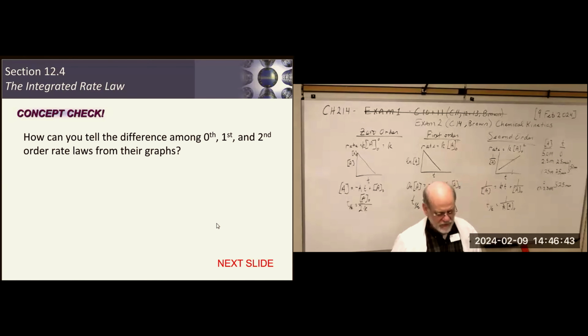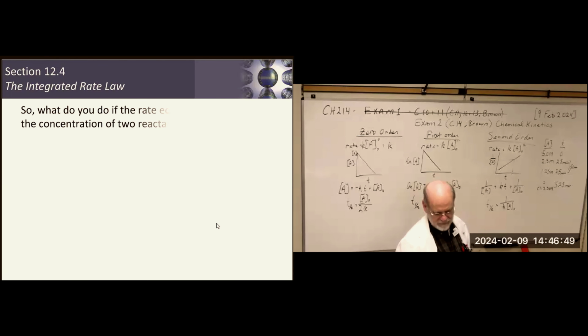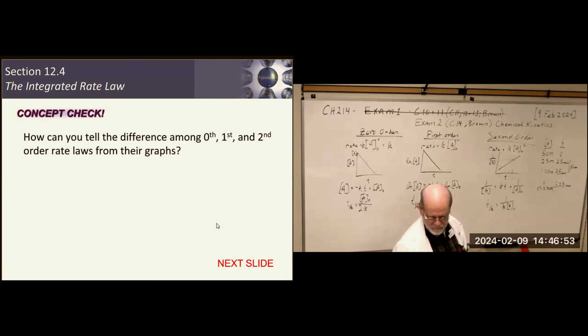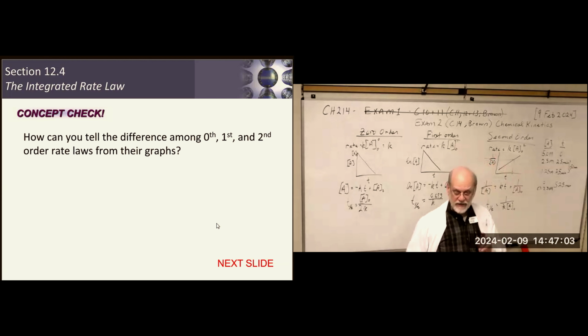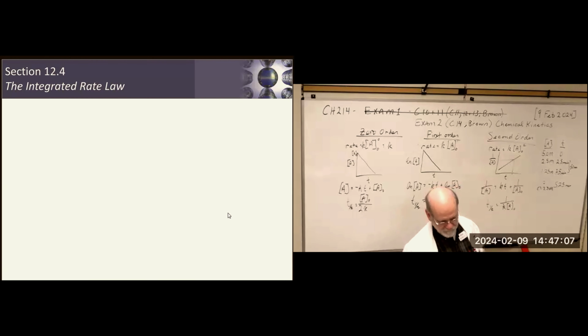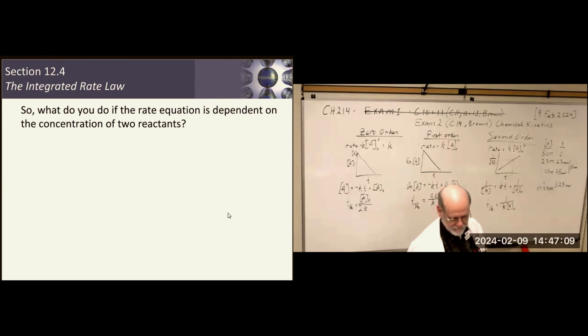Okay, this is just a reminder. How can you tell the difference between first and second order rate laws from their graphs? Oh, I guess I was supposed to say something. Just like I said before, you take the raw data, plot it, take the natural log, plot it, take the inverse, plot it. The straight line tells you which one you have.